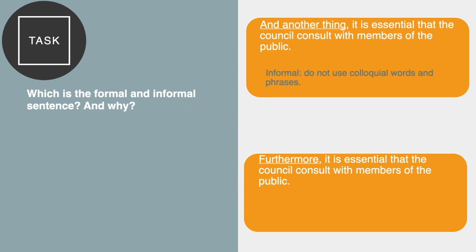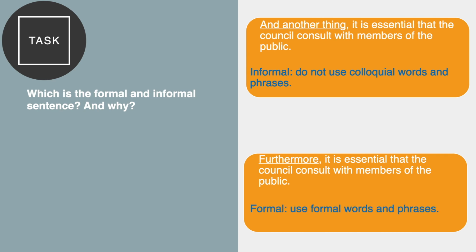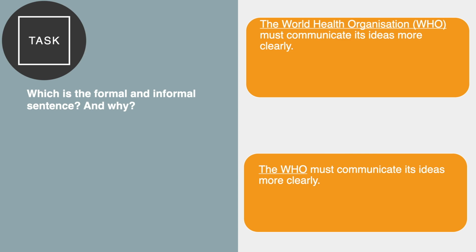So, the first sentence is informal. This is because you do not use colloquial words and phrases in formal sentences. On the other hand, in formal sentences, you want to use formal words and phrases, like furthermore, whereas, or on the other hand. Next question. Which is the formal and informal sentence, and why? Pause the video and press play when you're ready to continue.